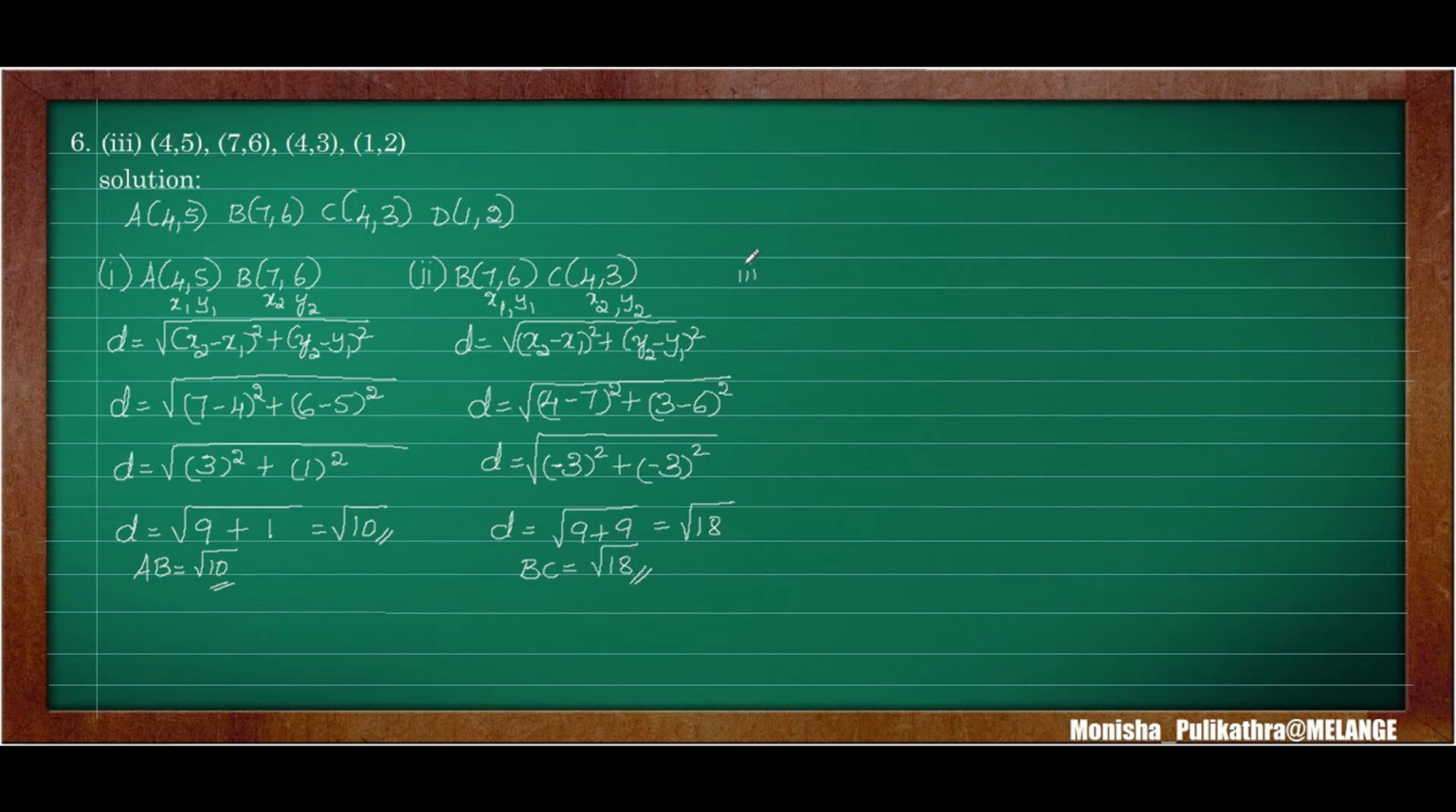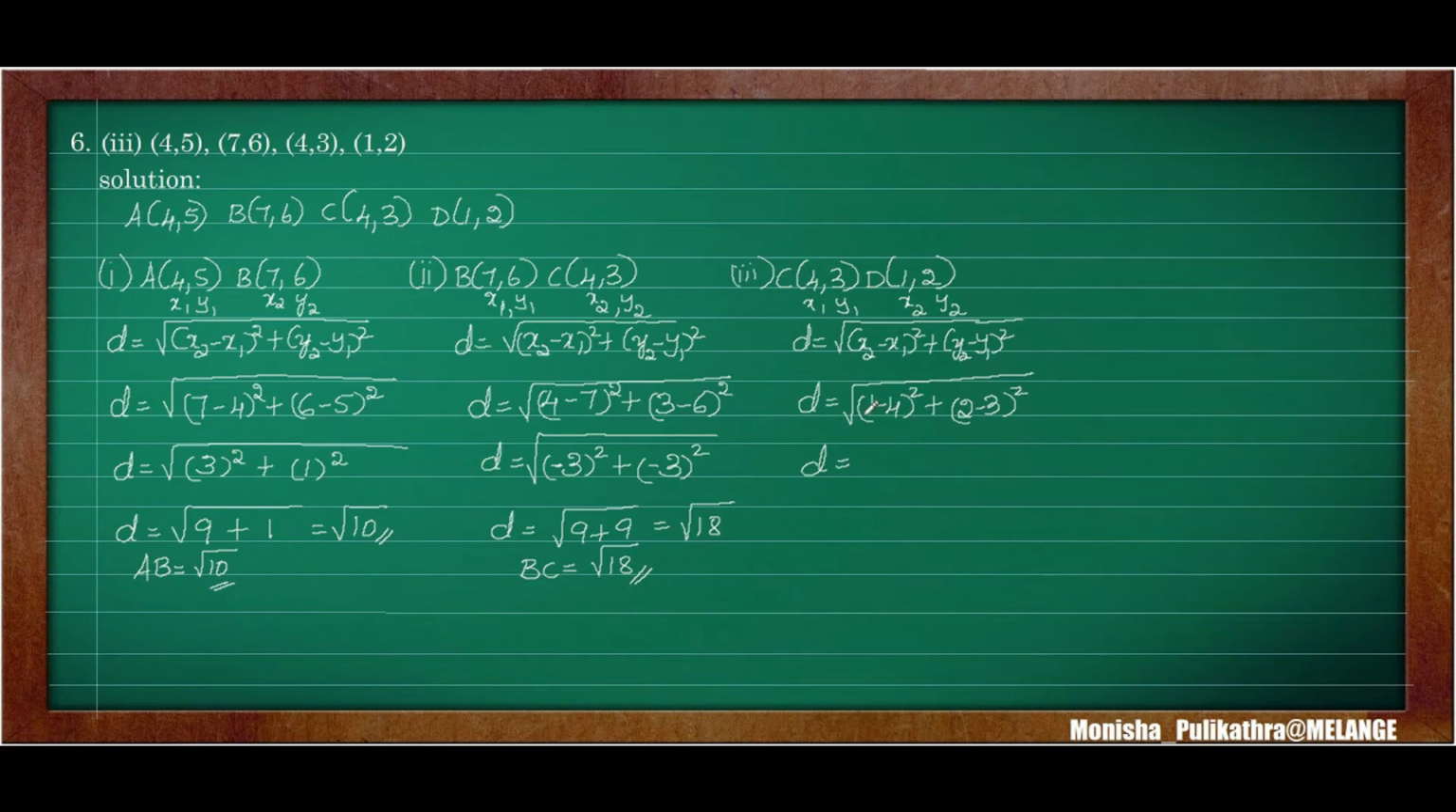Okay. So moving on to the next case, we have to take CD here. C is (4, 3) and D is (1, 2). Here this is x1, y1 and this is x2, y2. Apply the distance formula. D is equal to square root of (x2 minus x1) whole square plus (y2 minus y1) whole square. So x2 is 1 and x1 is 4. So (1 minus 4) whole square plus y2 is 2 and y1 is 3, so (2 minus 3) whole square.